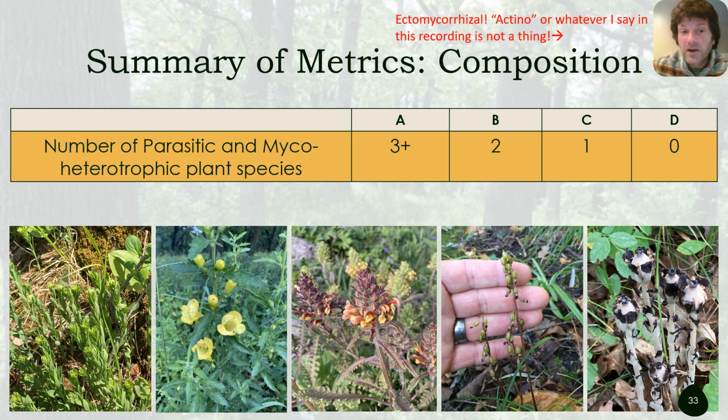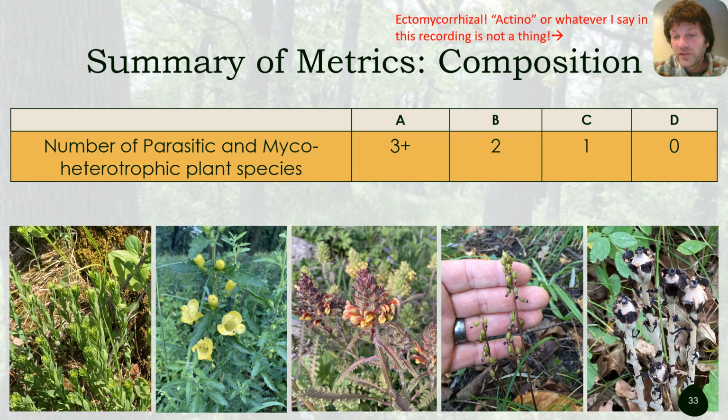The number of parasitic and mycoheterotrophic species, and this includes partially parasitic or hemiparasitic species, and oftentimes high quality oak woodland remnants will have several or at least a few of these, including false toad flax, which we associate with really bright communities and prairies. But in really high quality white oak woodlands, it's quite prevalent. Also things like wood betony.